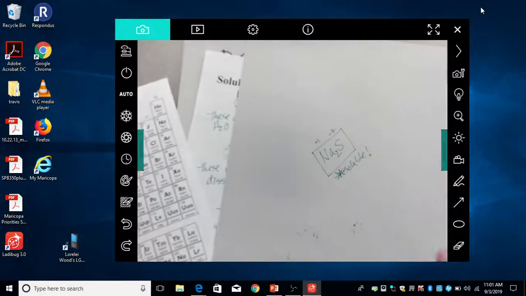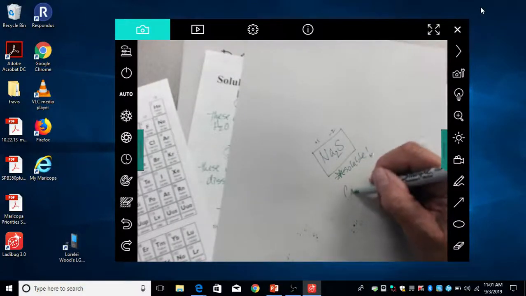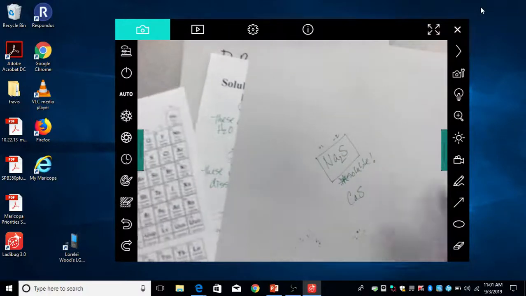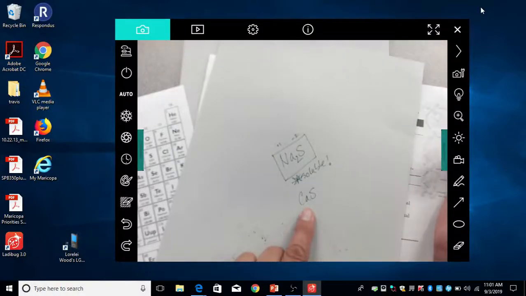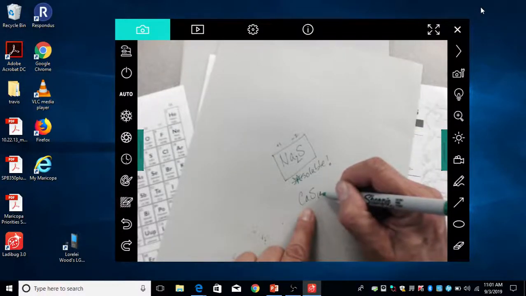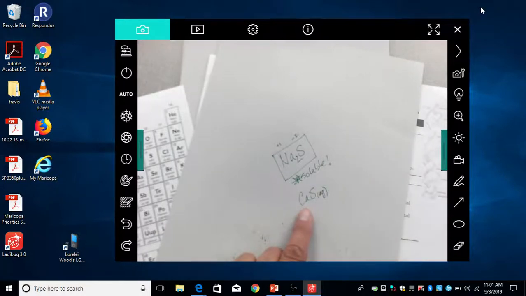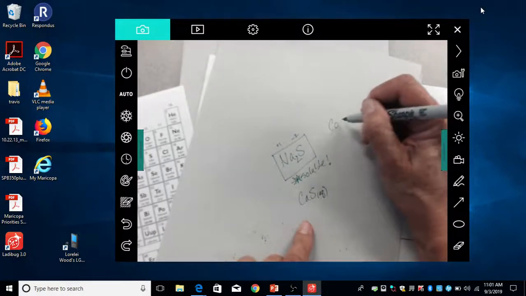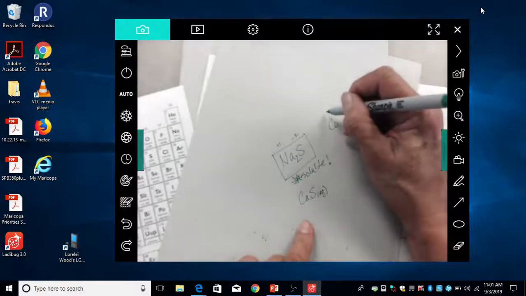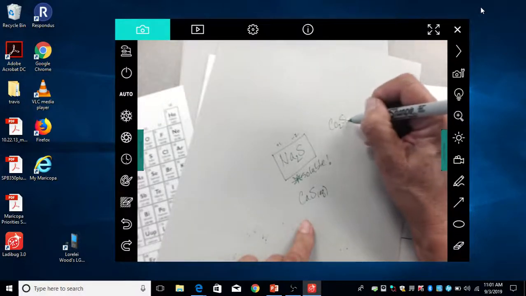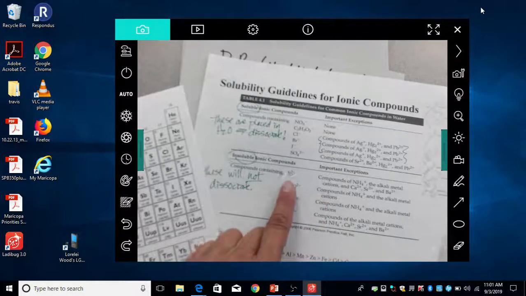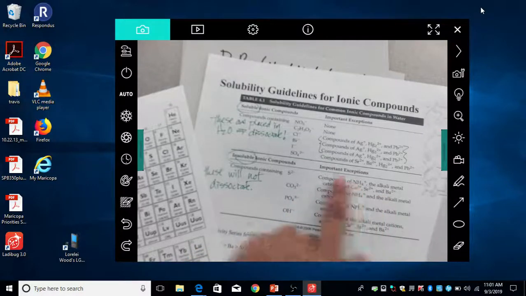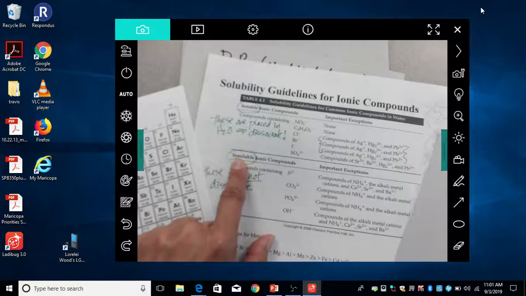How about calcium sulfide? Would calcium sulfide be soluble based on these rules? Yes, it would. So would I put AQ or solid? AQ next to it when it's in water. How about cobalt? Let's see if it was a +3 sulfide. Would that be soluble or insoluble? It's not one of the listings. Generally, that means it's going to be insoluble.